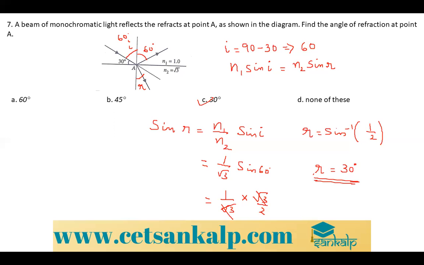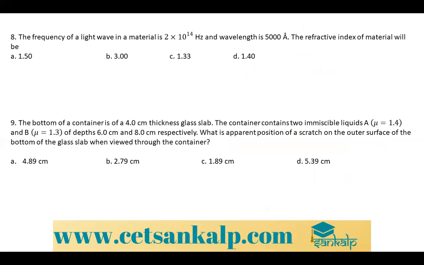Okay, next. The frequency of a light wave in a material is given, and the wavelength, find the refractive index. You have the formula. Let's take mu, or rather I'll take n normally. n is equal to c divided by v.